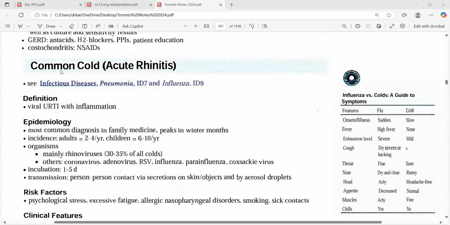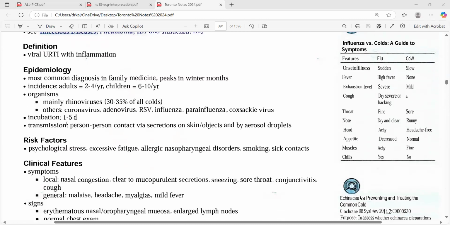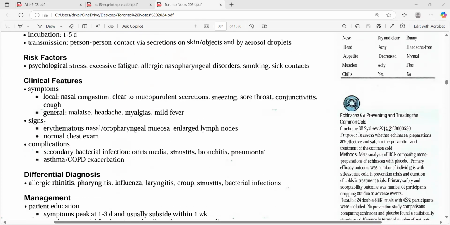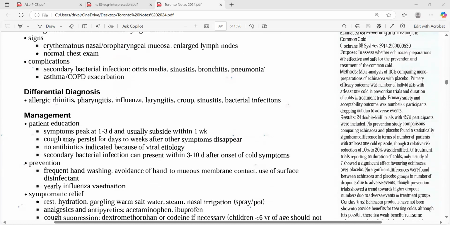Then we are looking at the common cold. Basically it can be triggered by stress, fatigue, or anything. Symptoms could be congestion, malaise, headache, myalgias. Signs could be in the mucosa, lymph nodes, or the chest exam. It could be normal, and it can come along with ENT problems, sinusitis, those ones. Usually it's viral. It usually subsides by itself.